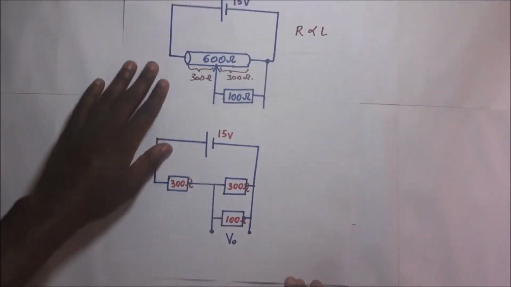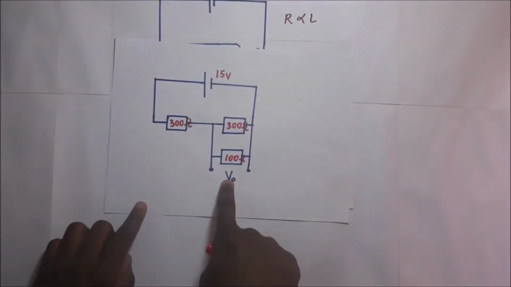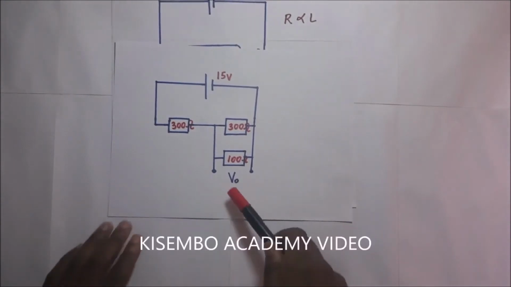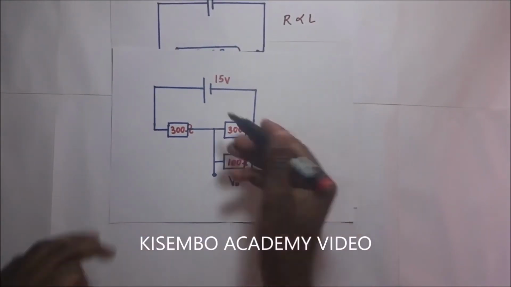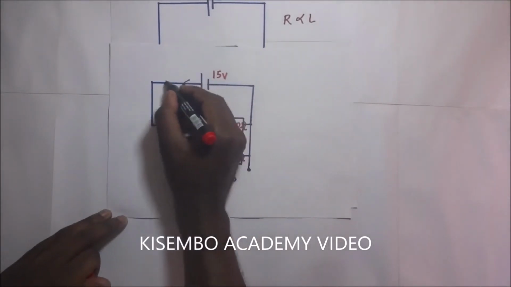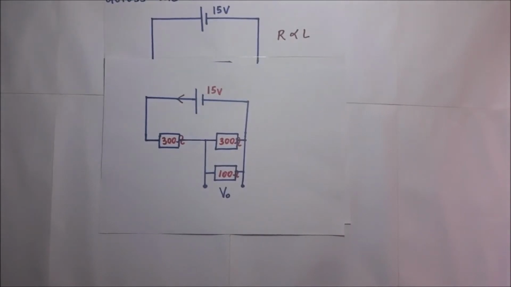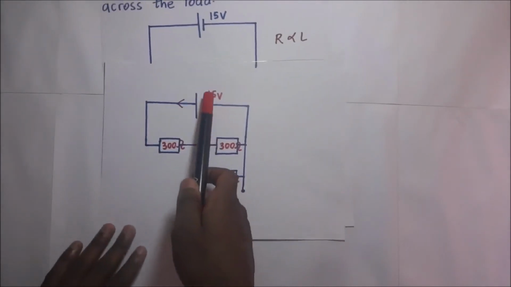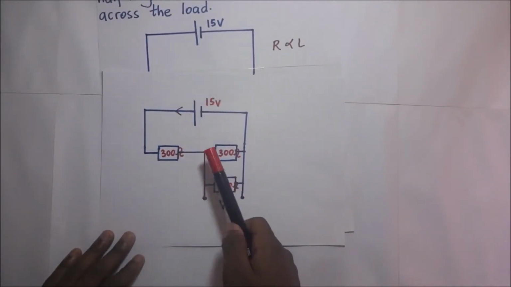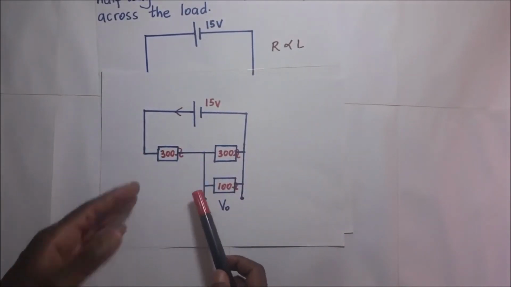In this question, we are being told to find the PD across the load. To find the PD across the load, we first need to find the current coming through from here. Finding the current means current is equal to voltage over the effective resistance in the whole circuit. The total voltage in the whole circuit happens to be 15 volts. We divide that by the effective resistance in the whole circuit, which is a combination of this and that.